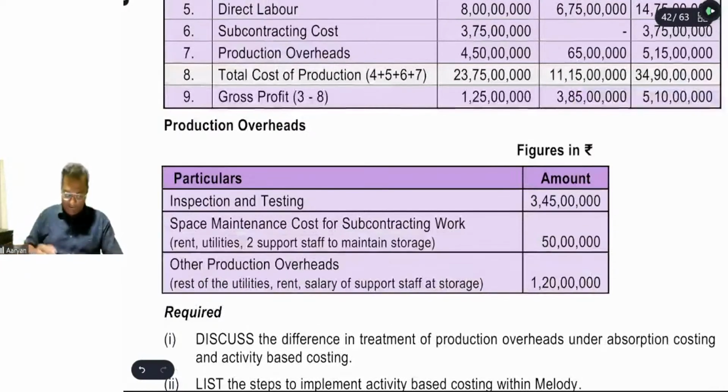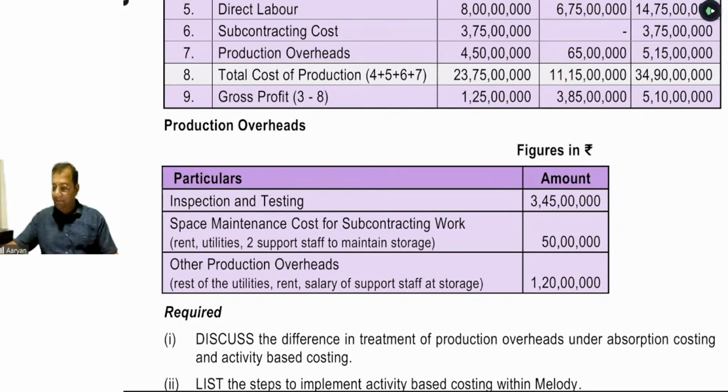तो क्या क्या कवर्ड है? इंस्पेक्शन एंड टेस्टिंग इज कवर्ड. स्पेस मेंटेनेंस कॉस्ट फॉर सब कॉन्ट्रैक्टिंग वर्क. और सब कॉन्ट्रैक्टिंग सिर्फ और सिर्फ हम किस प्रोडक्ट के लिए करते हैं? पियानो प्रोडक्ट के लिए करते हैं. ओके. क्या क्या कवर्ड है? रेंट, यूटिलिटी, टू सपोर्ट स्टाफ टू मेंटेन द स्टोरेज, ऑल सच एक्सपेंसेस बिलोंग टू 50 lakh रुपी. अदर प्रोडक्शन ओवरहेड, रेस्ट ऑफ द यूटिलिटी, रेंट, सैलरी ऑफ सपोर्ट स्टाफ 1 crore 20 lakh.